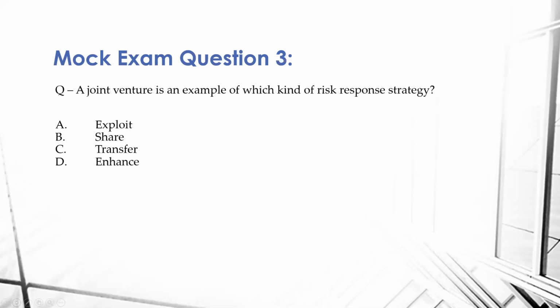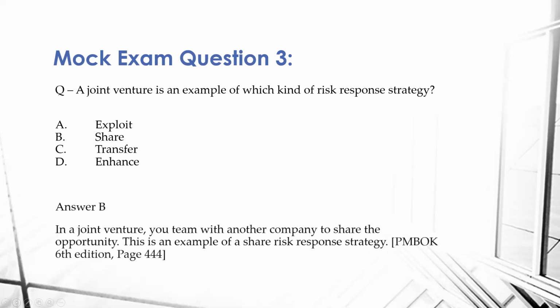Another example is this: a joint venture is an example of which kind of risk response strategy? A, exploit, B, share, C, transfer, D, enhance. The answer is B. A joint venture is where you team up with another company to share the opportunity. This is an example of a share risk response strategy.